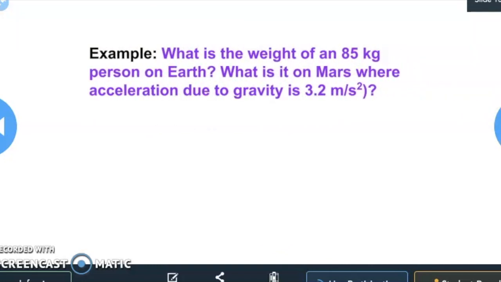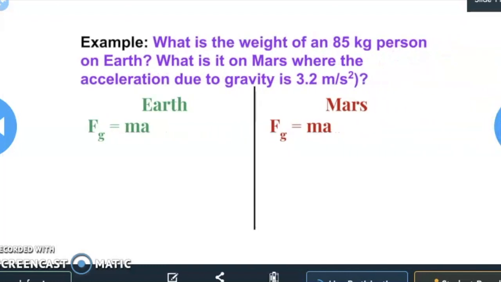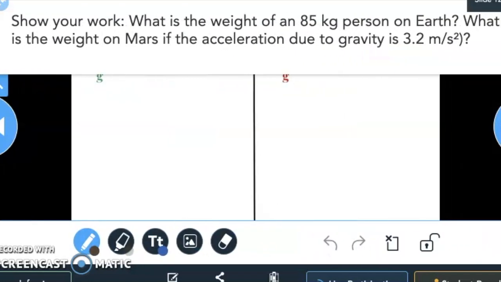And we went ahead and we tested that out in class today. So we took the weight of an 85 kilogram person on Earth and compared it to the weight of that person on Mars, where the acceleration due to gravity is much less. It is 3.2 meters per second squared, while on Earth it is 10 meters per second squared. And so I gave you guys the equations. All I wanted you to do was the multiplication to see which force was larger. And using the Drawlet tools, you'd show your work in the Nearpod.